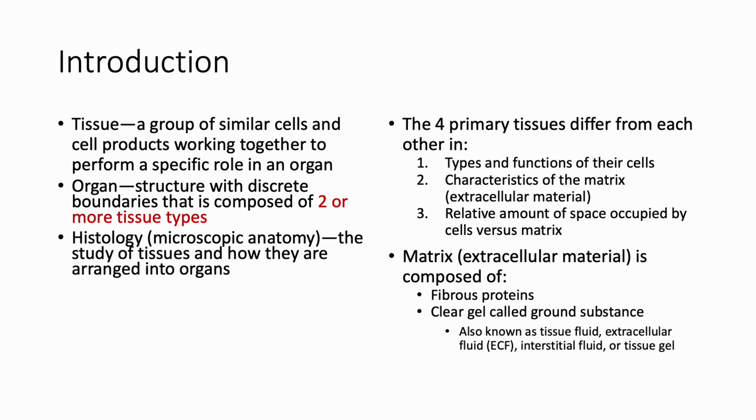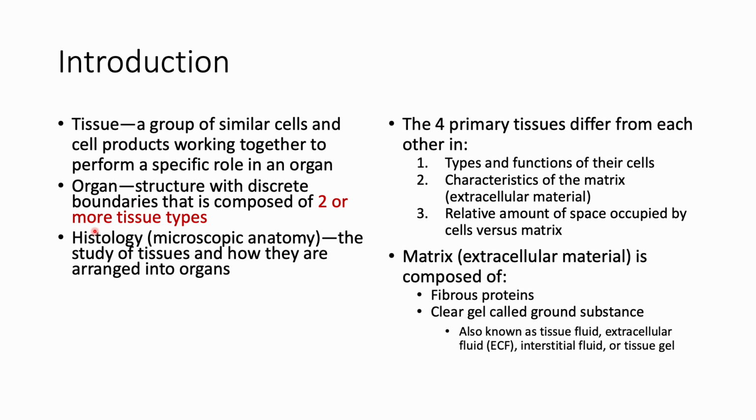So, from Chapter 1, we learned what tissues are. A tissue is a group of similar cells and cell products working together to perform a specific role in an organ. We also learned what an organ is. An organ is a structure with discrete boundaries that is composed of two or more tissue types.